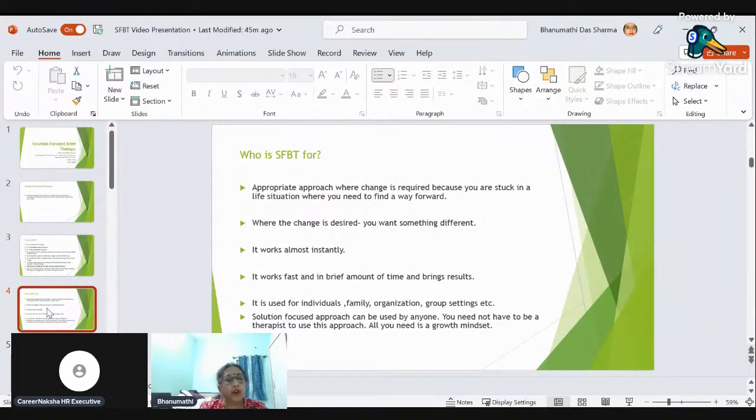Who is SFBT for? It's an appropriate approach where change is required, where you're stuck in a life situation and you need to find a way to move forward, where change is desired.